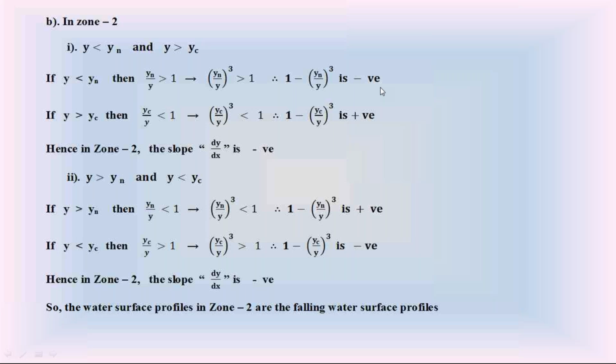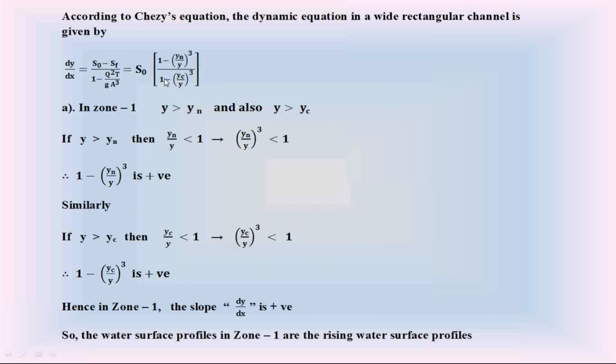Remember that dynamic equation. What is the dynamic equation? This is the dynamic equation. In that dynamic equation in zone 2, this numerator is negative. In zone 2, y is less than yn, so yn by y is greater than 1, so yn by y whole cube is greater than 1, so 1 minus yn by y whole cube is negative. Once this numerator is negative, the slope is negative.